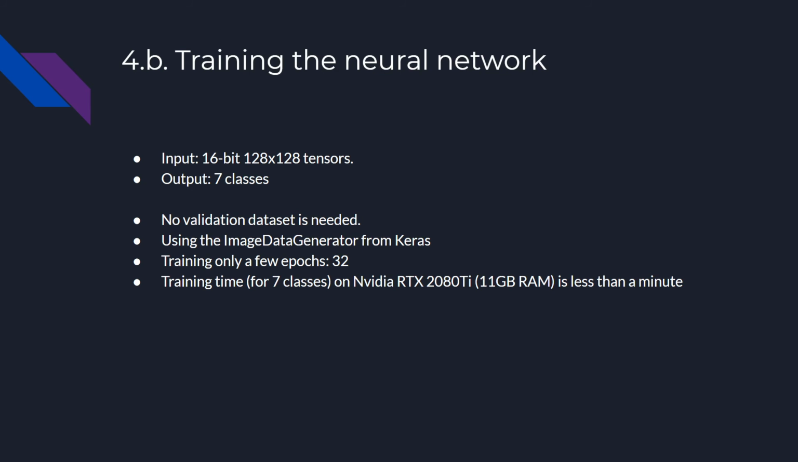Then we get to the point of training the neural network. What goes into the neural network is a 16-bit grayscale image. And it's 16-bit because what we get back from the depth camera is millimeters.